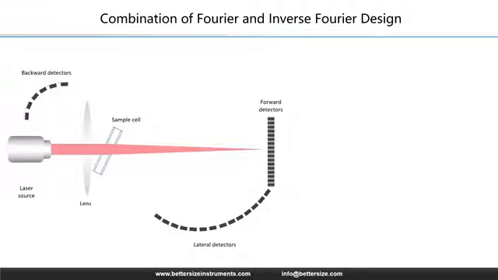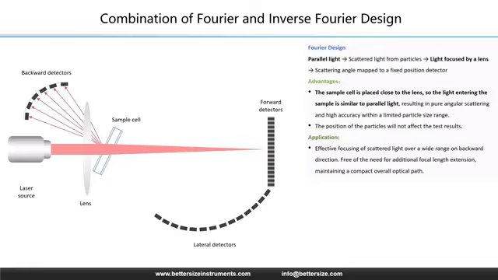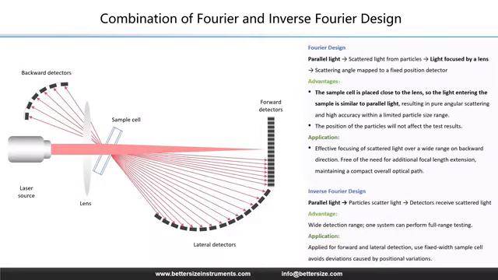First, we apply the Fourier design to backward detectors. By placing a lens after the cell in this specific path, we effectively capture the high-angle backscattering signals. Next, we utilize the inverse Fourier design for the frontal and lateral detectors. By positioning the lens before the sample cell, we generate a focused beam that allows these detectors to capture signals across a broad angular range without obstruction.